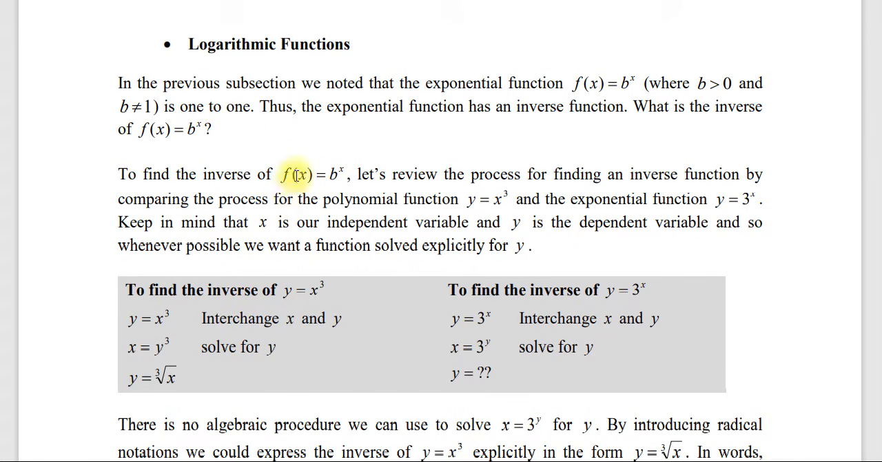To find the inverse of f(x) = b^x, let us review the process of finding an inverse function by comparing the process for the polynomial function y = x^3 and the exponential function y = 3^x. Keep in mind that x is our independent variable and y is the dependent variable, and so whenever possible we want a function solved explicitly for y.